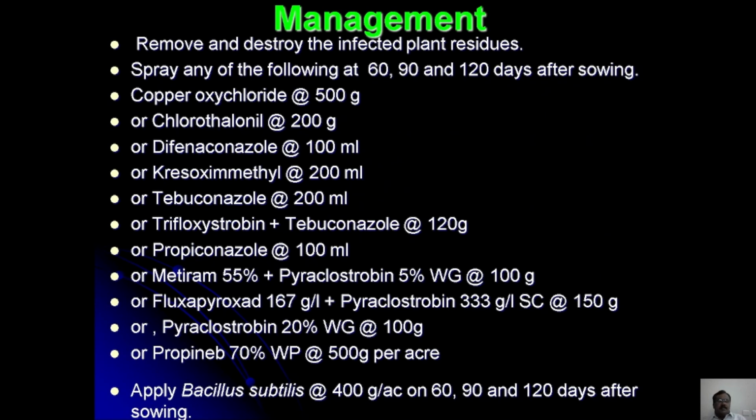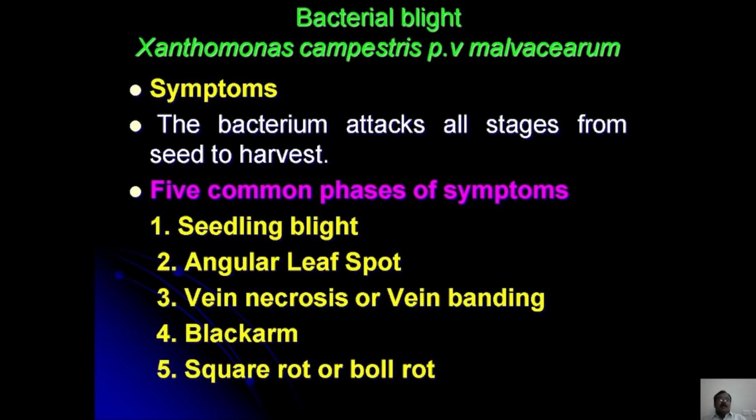And to manage the disease we can go for application of the fungicides listed in this slide, which includes difenoconazole, tebuconazole, propiconazole, and azoxystrobin, the strobilurin groups like trifloxystrobin, combination of trifloxystrobin with tebuconazole, or application of some of the contact fungicides like copper oxychloride, chlorothalonil, etc. on 60th, 90th, and 120 days after sowing. And application of Bacillus subtilis at the rate of 400 gram per acre on 60th, 90th, and 120th days after sowing is also recommended in case of organic cultivation.